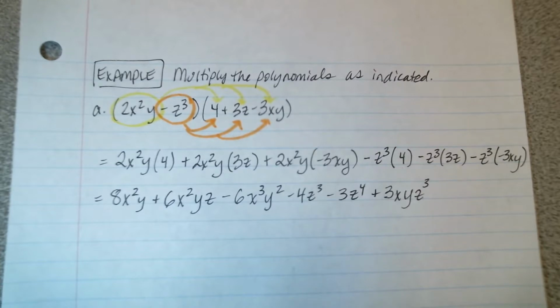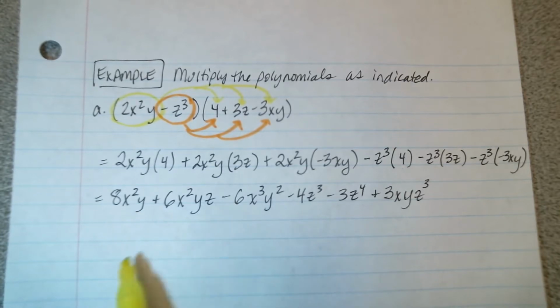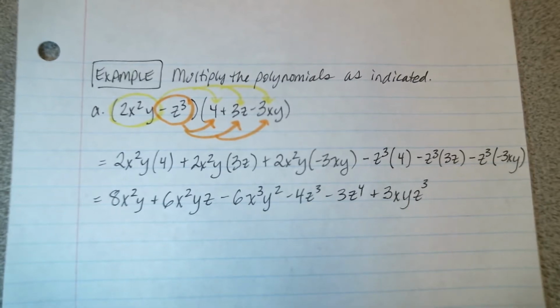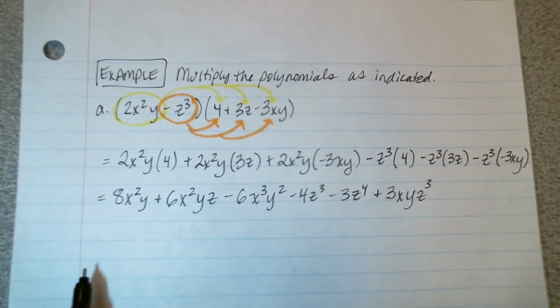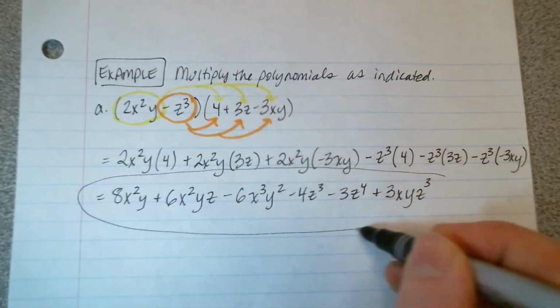Okay, so again, I need to find like terms. So, do we have any like terms? We have an x squared y, but this also has a z, so those are not like terms. Z cubed, z to the 4th. We do not have any like terms. These are all different, which means I have nothing left to do. So this is my final answer.